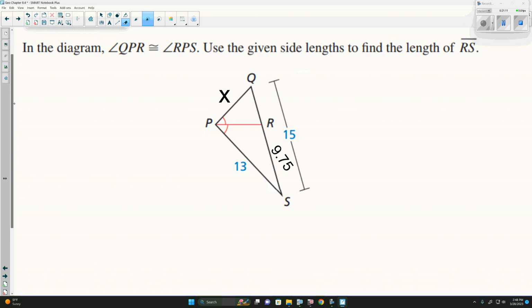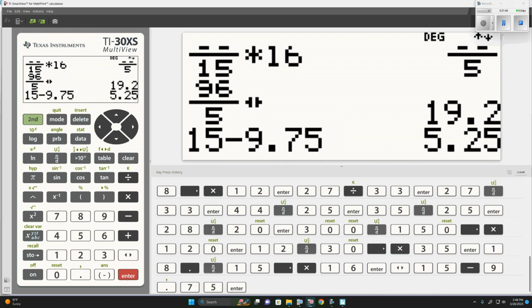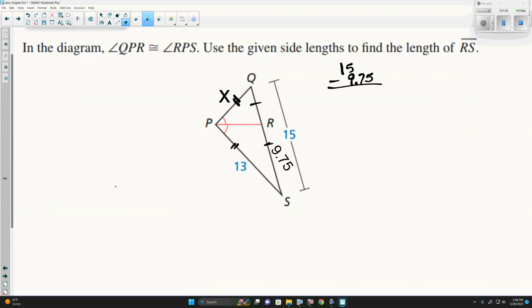So let's see how this works. So this side length over this side is going to be the same proportion as this side length over this one. So we do need to find QR. Well, QR, the whole length is 15. So we need to do 15 minus, so we just need to find that. Luckily, we can just subtract 15 from 9.75.